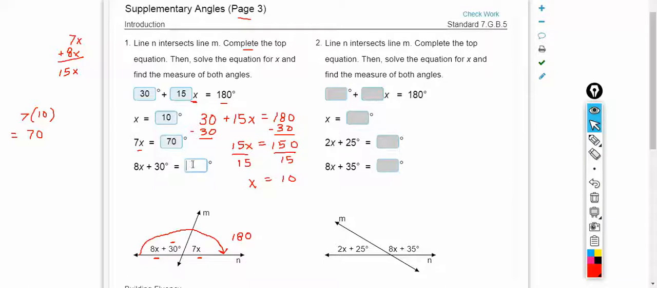Okay, here we're going to get our 8x, substitute out x for 10 plus 30, that gives us 80 plus 30, which equals 110.